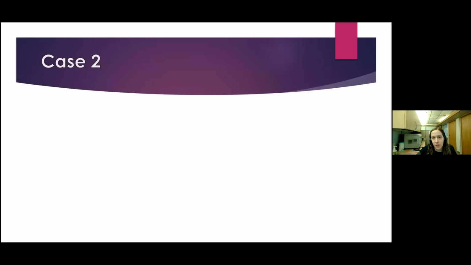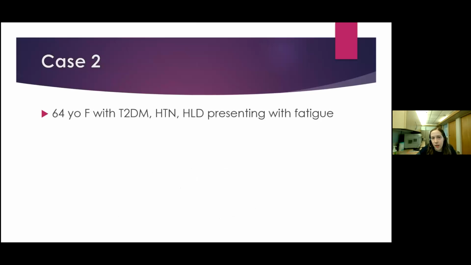Okay, so we'll move on to case 2. This is a 64-year-old woman. She's also a type 2 diabetic, has hypertension and hyperlipidemia, and she's coming in to clinic today with fatigue. You review her med list with her. She takes metformin, lisinopril, and atorvastatin, according to what you see in EPIC.